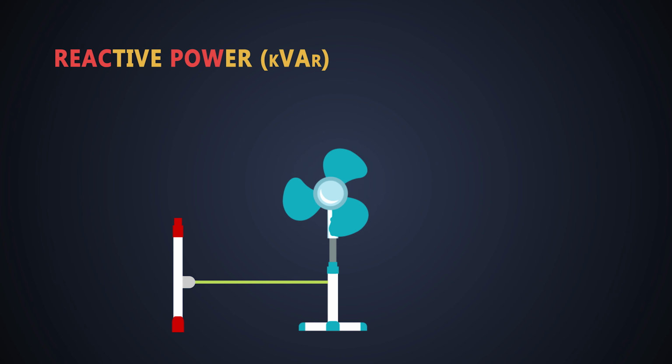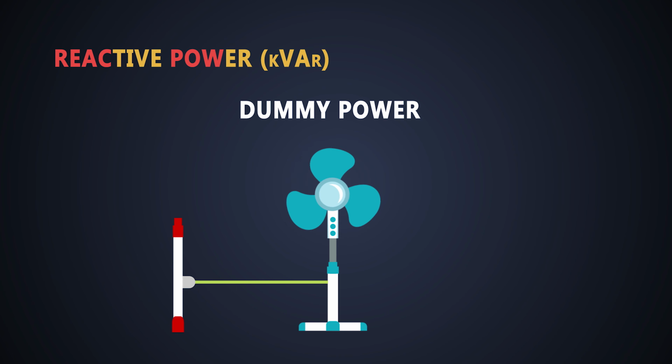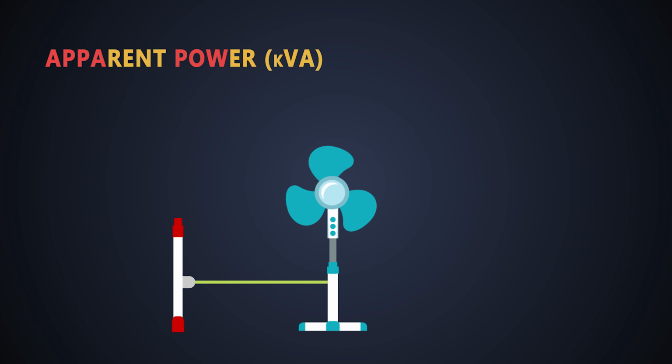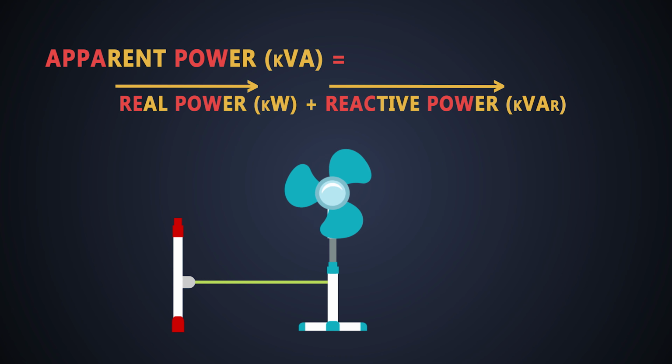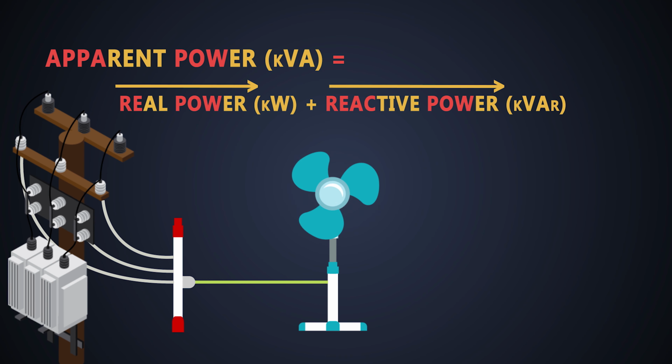The reactive power, on the other hand, is dummy power, or the power which cannot be used. And there comes the apparent power. It is the vector sum of real power and reactive power. This is the total power supplied to the power mains that is required to produce the necessary amount of real power for the load.